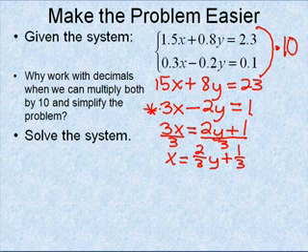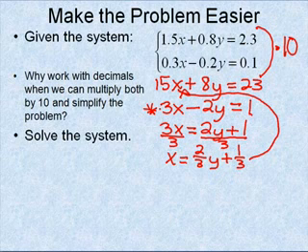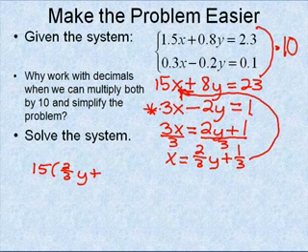Now the next step is I'm going to take this equation in terms of x, and I'm going to plug in the result up here in the top equation. I'm going to plug in for x. So I have 15 times (2/3 y plus 1/3) plus 8y equals 23. Now you can see I've got a single equation in a single variable, y.